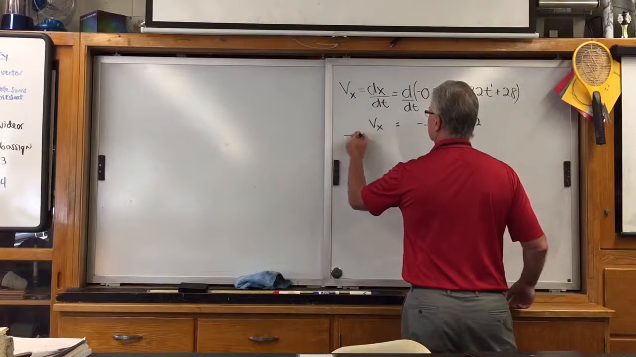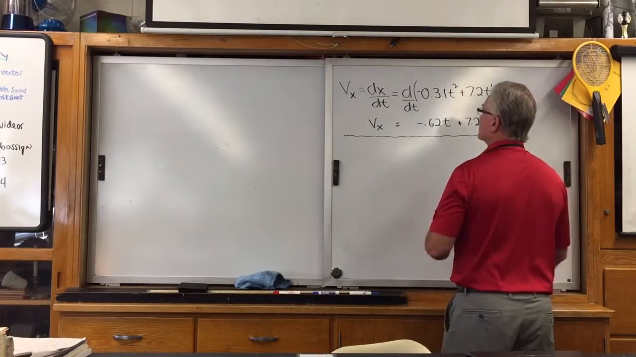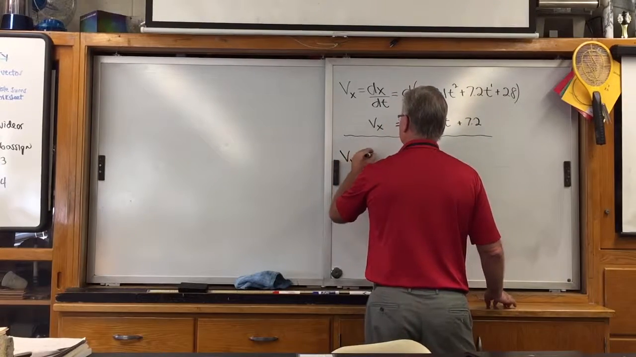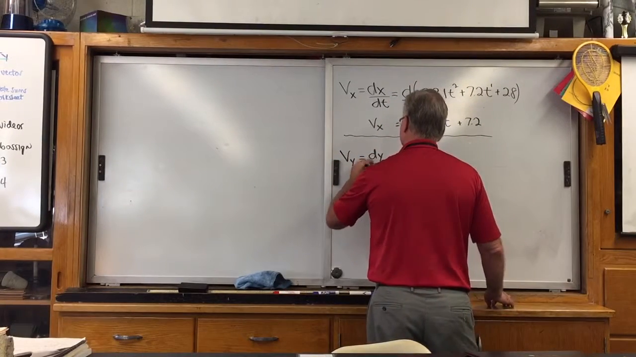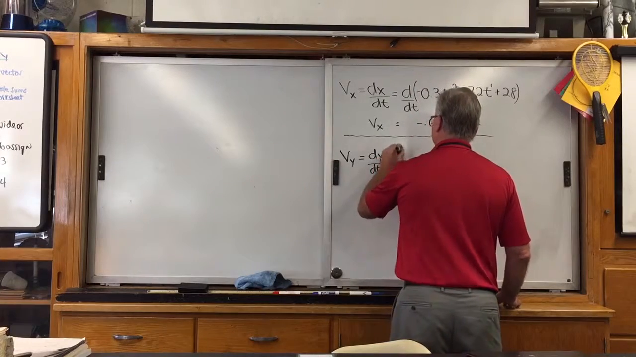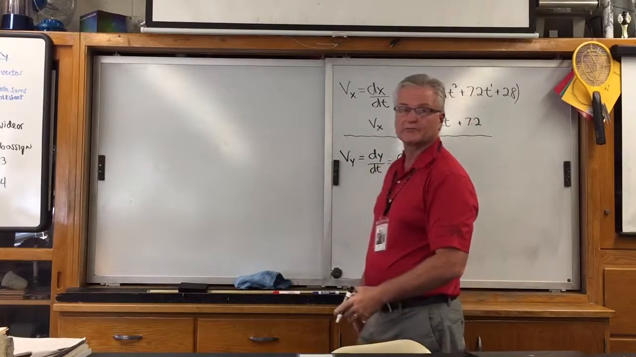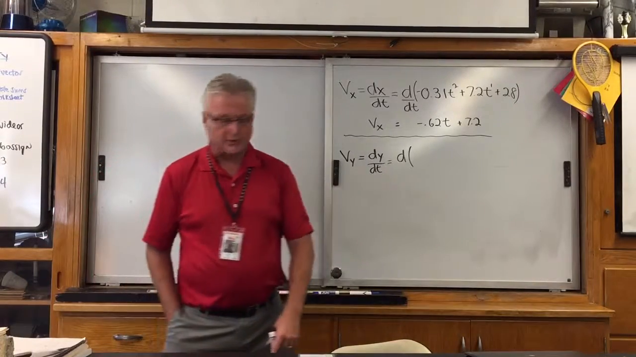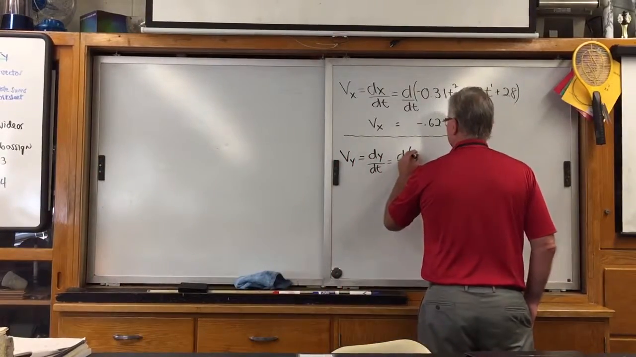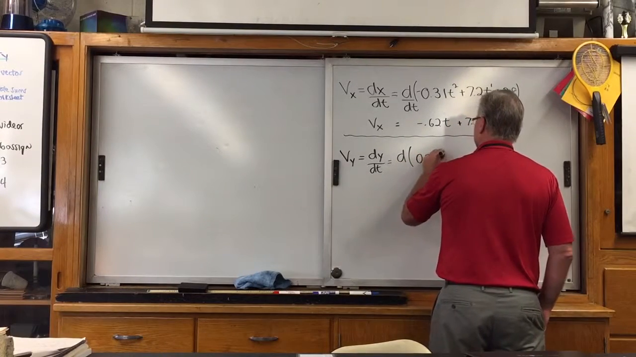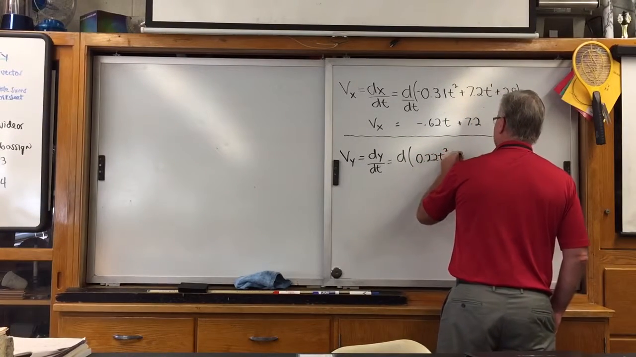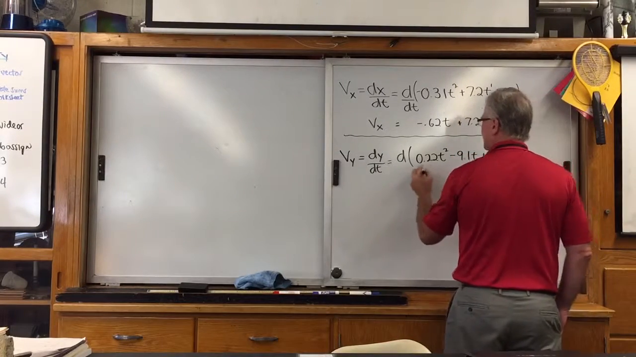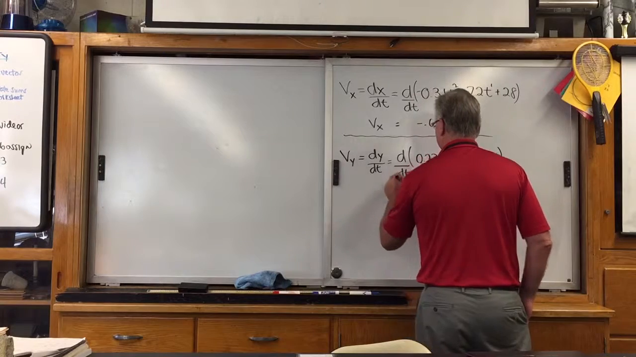Well, we can also look at the velocity in the y direction. So let's get an equation for that velocity. Vy is going to be equal to dy/dt. So to get the velocity in the y direction, we've got to put in the formula for y. I can't remember what it was, 0.22 t squared minus 9.1 t, I think it was plus 30, something like that. And that's with respect to time.